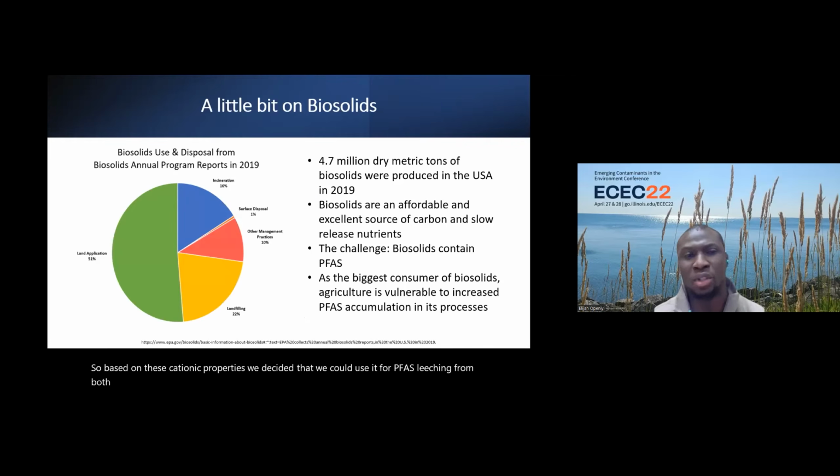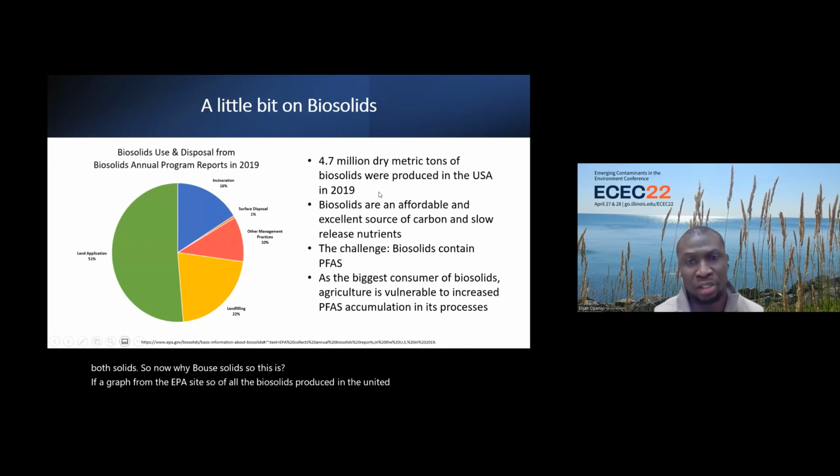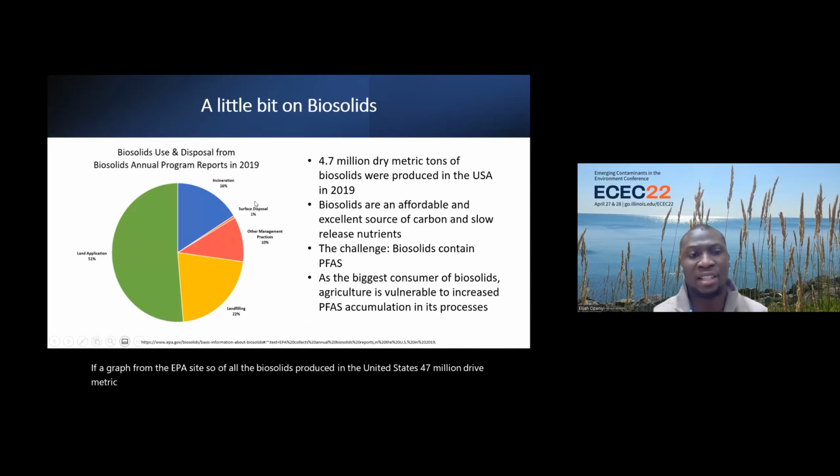So now, why biosolids? This is a graph from the EPA site. Of all the biosolids produced in the United States, 4.7 million dry metric tons in 2019, 51% of it ends up being land applied. So a large chunk of the biosolids produced are land applied.